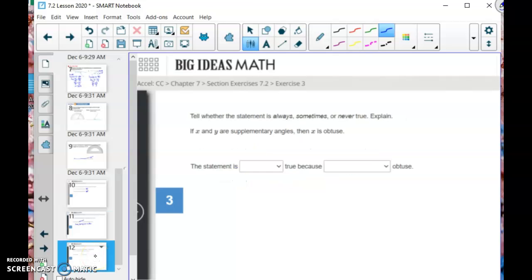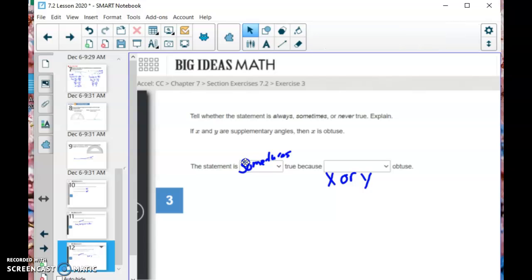And the next one says, tell whether the statement is always, sometimes, or never true, and explain. If x and y are supplementary angles, then x is obtuse. Well, that statement is sometimes true because x or y could be obtuse, or they could also be 90 degrees, which would make them non-obtuse or acute. So it is sometimes true that x would be obtuse.